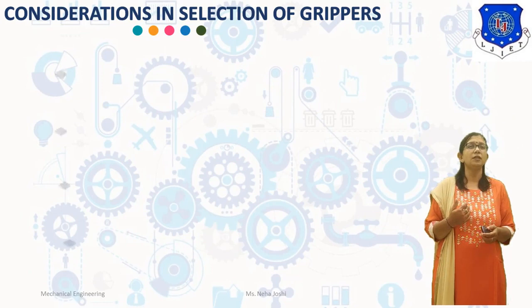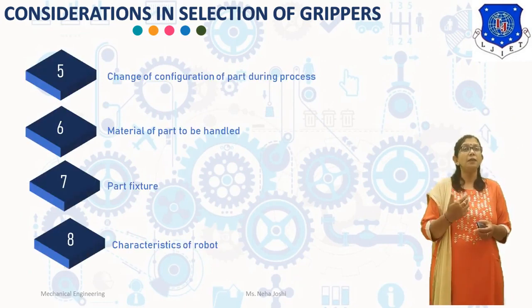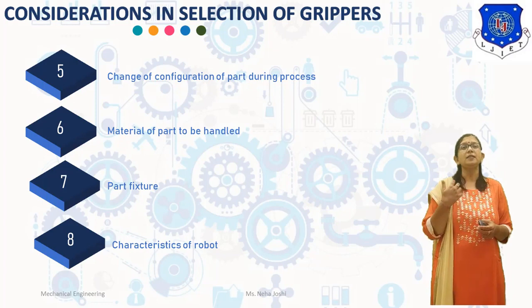Now the next consideration is change of configuration of part during process. Sometimes the part the robot handles will change its shape during the process. In such a case, the end effector is designed as multifunctional.